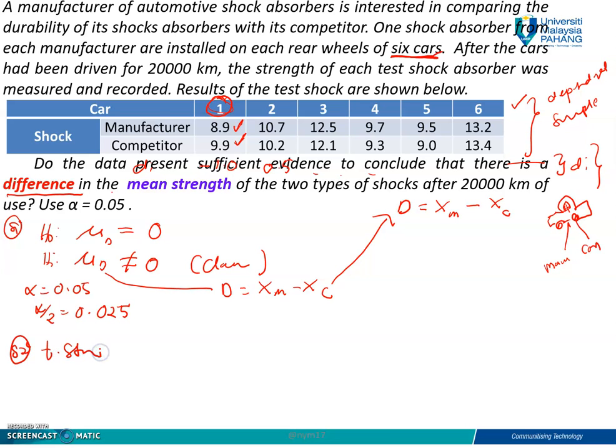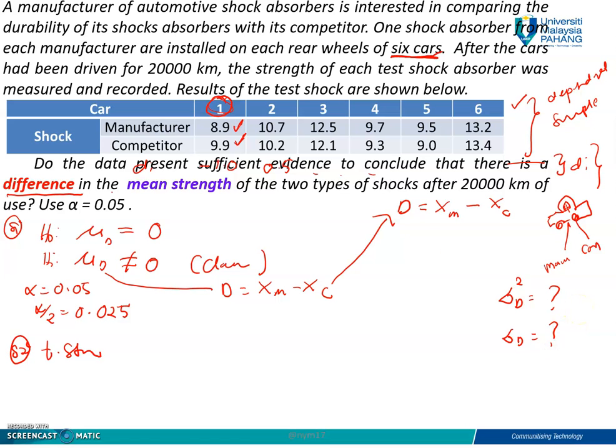Okay, so step number 2 is the test statistic. Because you deal with mu D, you need to check whether you use a t-test or z-test. Okay, so from the question here, do you know this value or not? Population variance difference, or population standard deviation difference. We didn't know this value, isn't it?